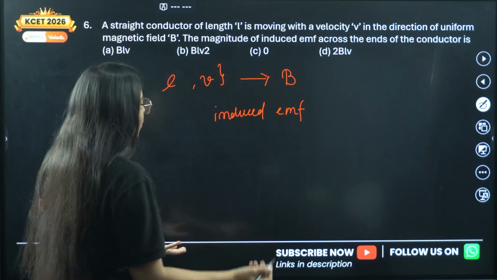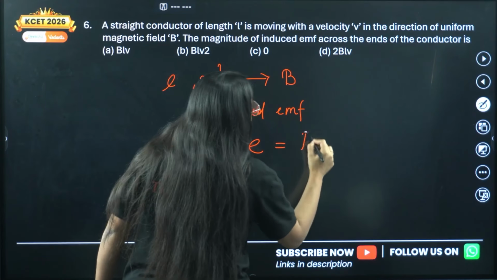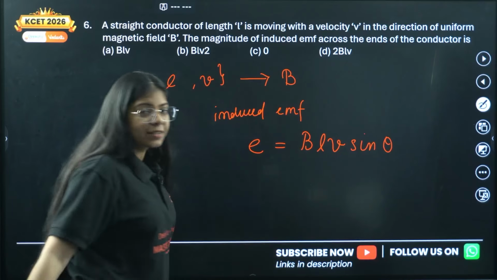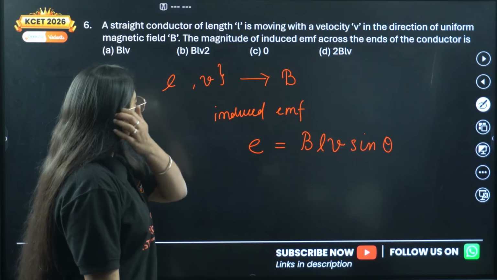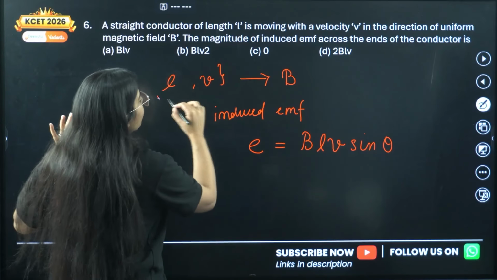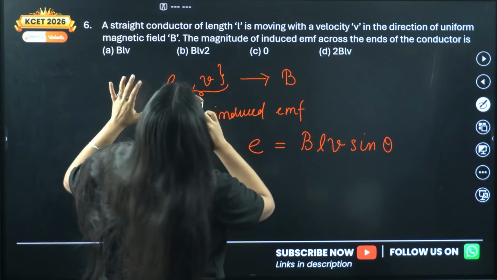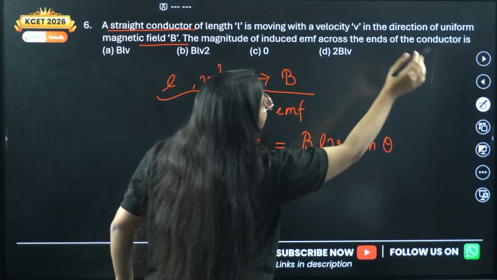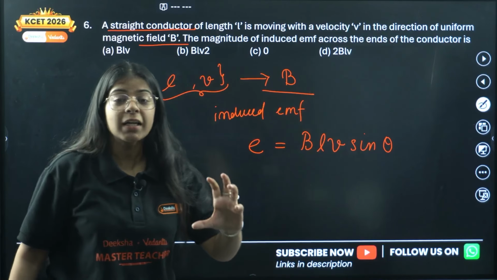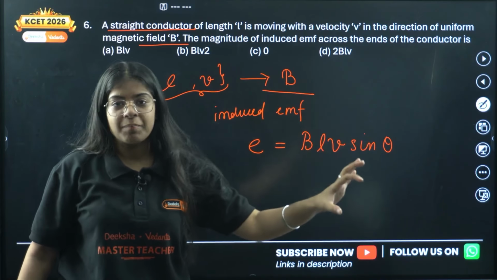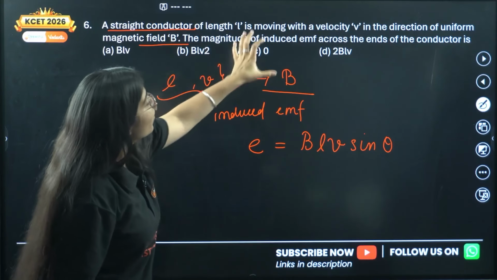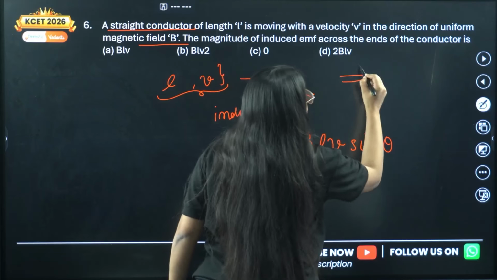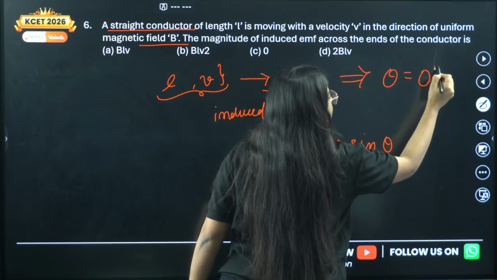Of course, ma'am, we know the formula. So, E is basically BLV sine theta. Correct? Now, the angle between my straight conductor and magnetic field is what? This conductor is traveling in the direction of magnetic field. It is moving with velocity V in the direction of uniform magnetic field. So that means my theta will be 0 degree.